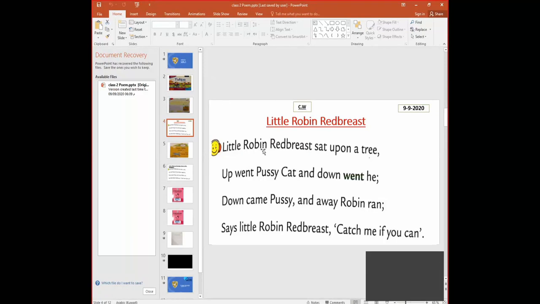Now we will start, my dear Mariam. Little Robin Redbreast, sat upon a tree. Very good. Again. Little Robin Redbreast, sat upon a tree. Very good. Next sentence.